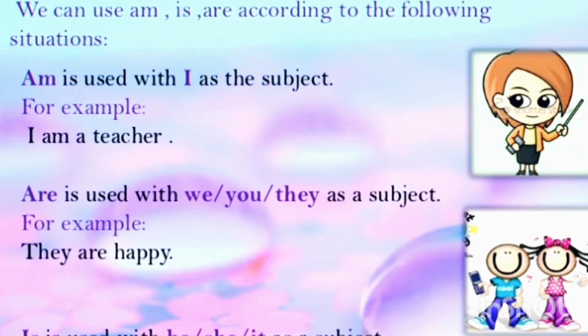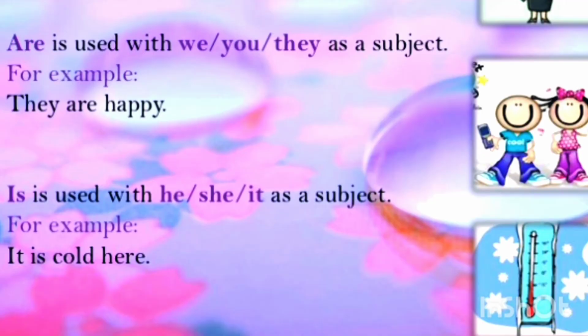Now we can use am, is, are according to the following situations. Like am is used with I as the subject. For example, I am a teacher. Are is used when we use it with we, you, they as a subject. For example, they are happy, or we are happy, or you are happy. Is is used with he, she or it as a subject. For example, it is cold.